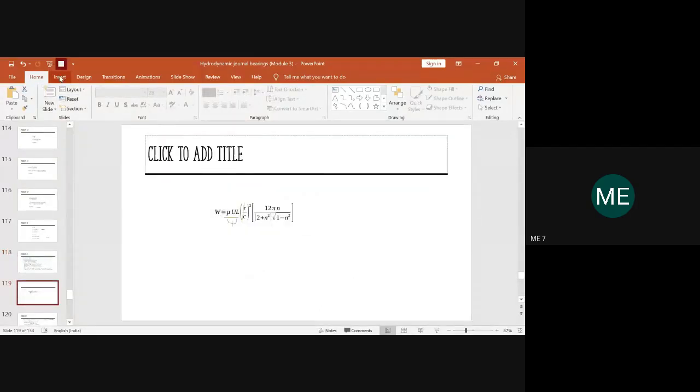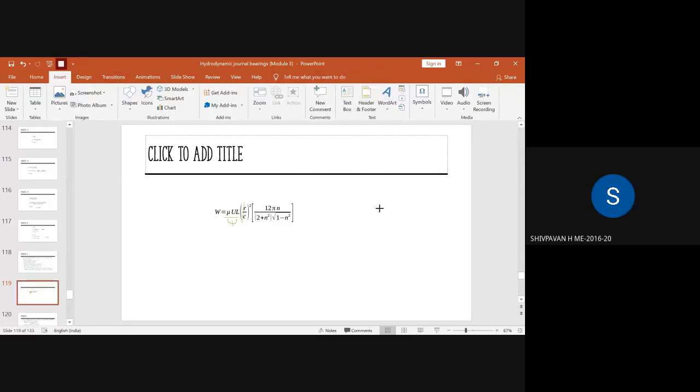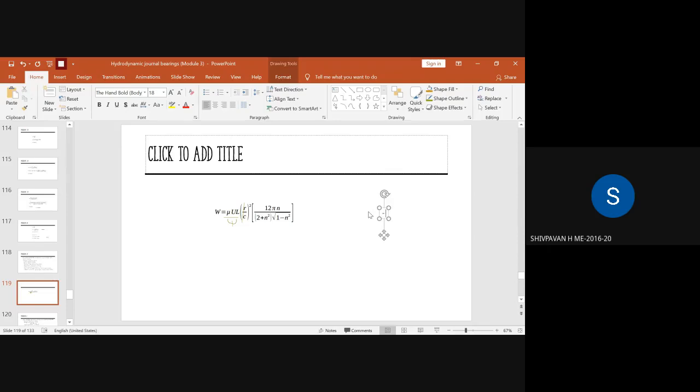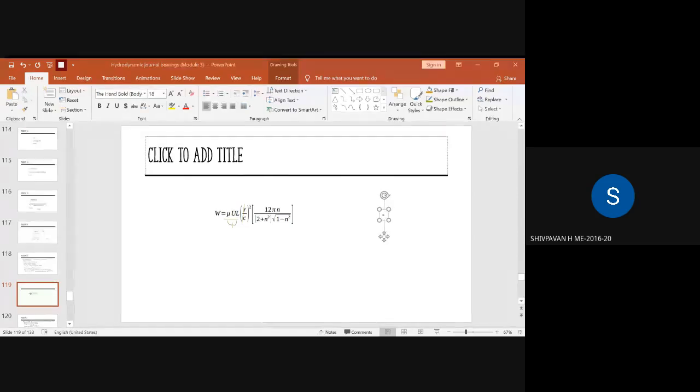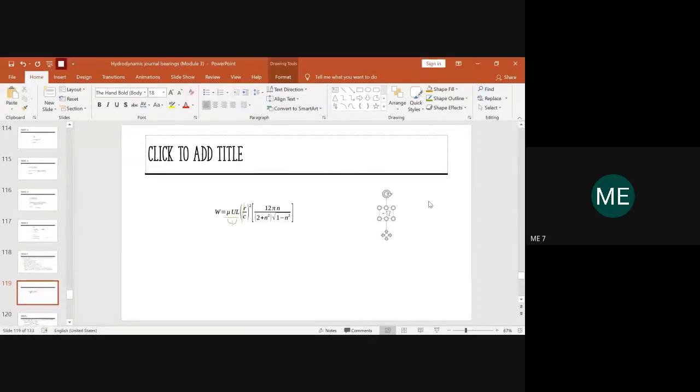So just write down the value of chi. How much did you get? Same. You need to get 1.2 into 10 raised to the power minus 3. This will be our chi value, the diametrical clearance. Now the remaining part you will substitute.